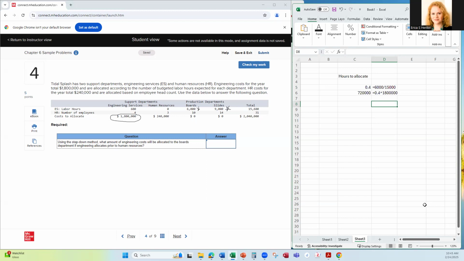So head count for the production departments is 24 total. So the boards department would get 10 divided by 24, or 4.1667.